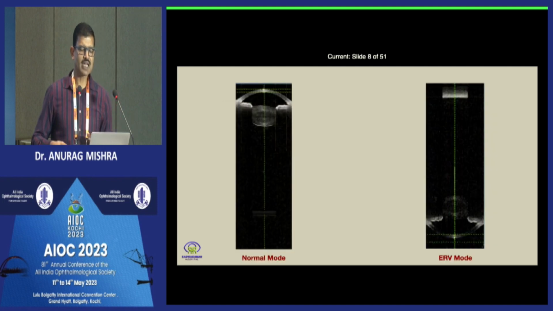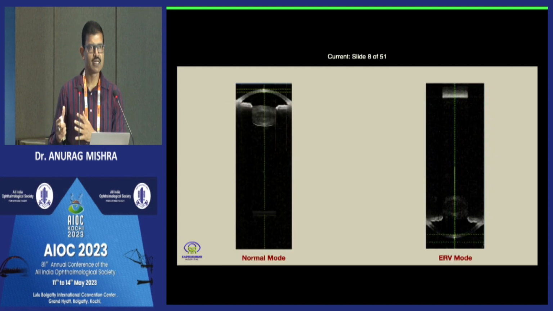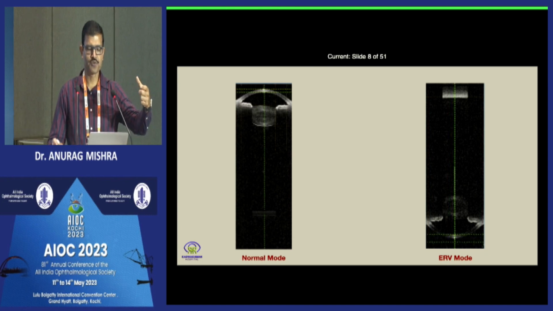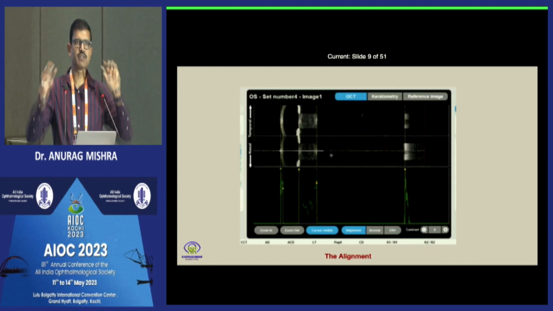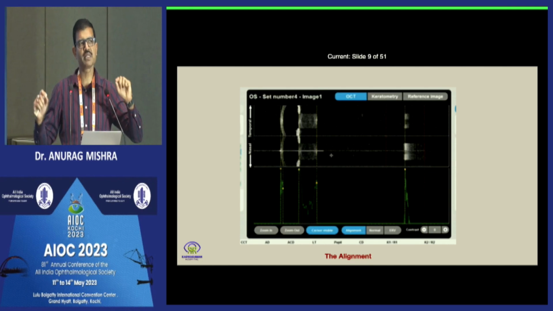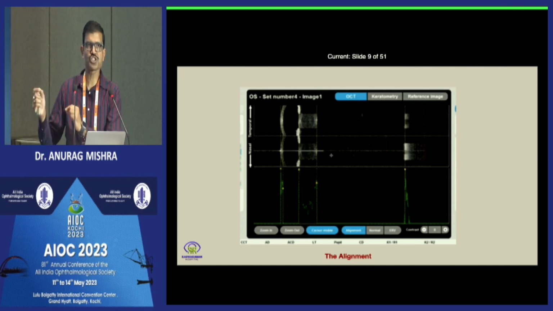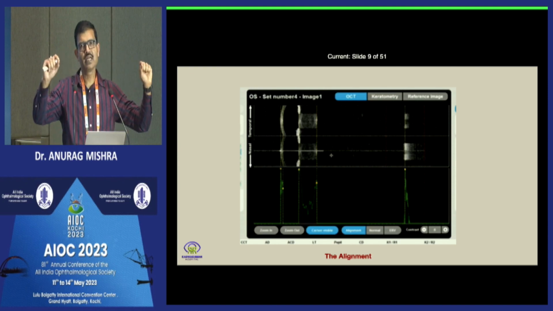The other USP it has is in very dense cataracts: it has an ERV mode, an extended retinal visualization mode. In the normal mode, the axial length it calculates is from the corneal vertex to the posterior capsule. In the ERV mode, it calculates the distance between the posterior capsule and the center of the fovea, and then it stitches them together to give us the complete axial length. So it has the propensity to calculate the axial length even in the densest of cataracts. And then you can cross-check whether the lines align or you have to retake them.